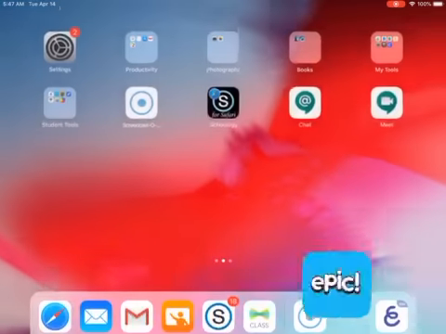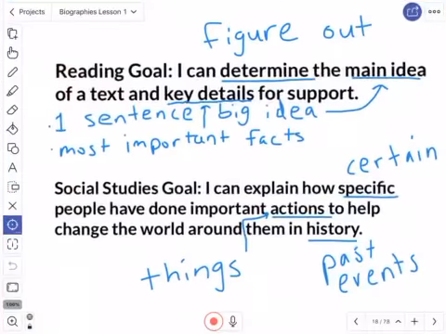While reading this book, we're going to focus on these goals. Remember that we always have two goals, a reading goal and a social studies goal. You can read the reading goal with me: I can determine or figure out the main idea of a text and key details for support. So we're trying to determine the main idea and key details. Remember, a main idea is like a one sentence big idea. The key details are the most important facts.